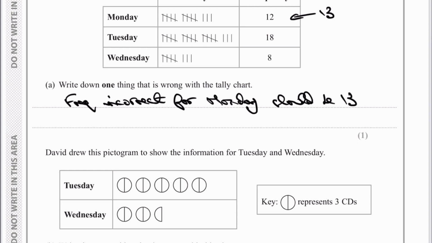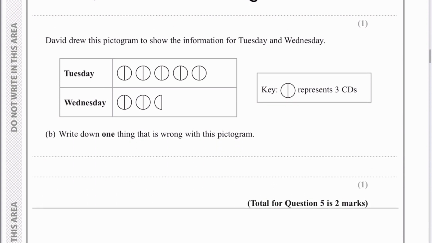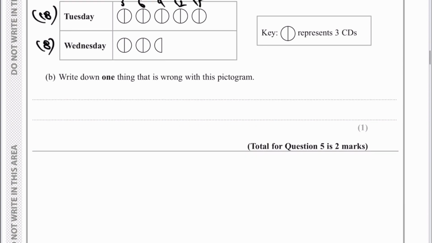Okay, let's have a look then at the second part of the question. David drew this pictogram to show the information for Tuesday and Wednesday. So in other words, if we look at the top here, we've got 18 and we've got 8. So what we're saying is the value of Tuesdays should be 18 and the value of Wednesdays should be 8. Well, what have we got? Well, actually, if each of these little symbols represents 3 CDs, then we've got 3, 6, 9, 12, 15. So actually for Tuesday we need an additional symbol, okay, to be 18 CDs.